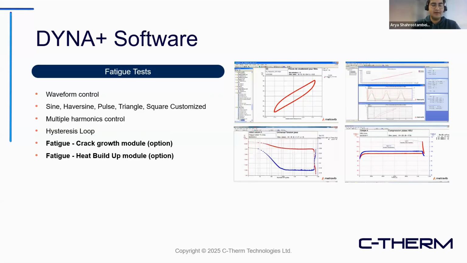And this is fatigue testing. For the last slide, you can see the different fatigue testing modes for the crack growth module, and heat buildup. We can also customize the waveform you're applying for fatigue testing. There are some predefined waves, for example, a sinusoidal or haversine or pulse or triangle, square, and you can build your own wave to be applied for different applications on the sample for fatigue testing, which is, again, very useful for some unique applications.